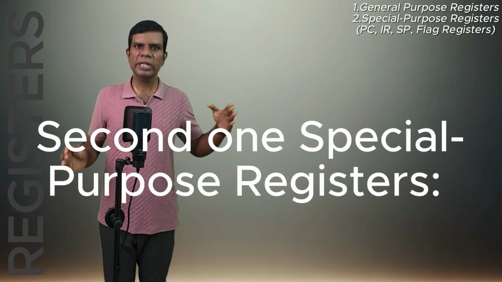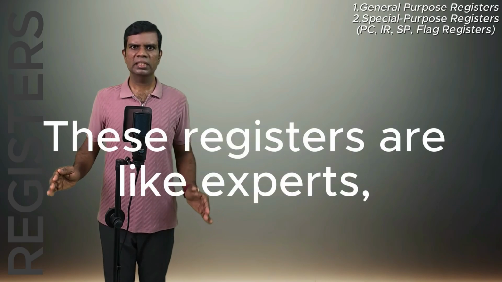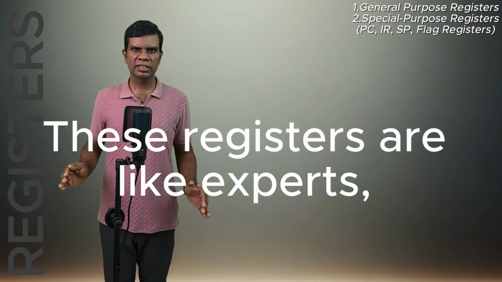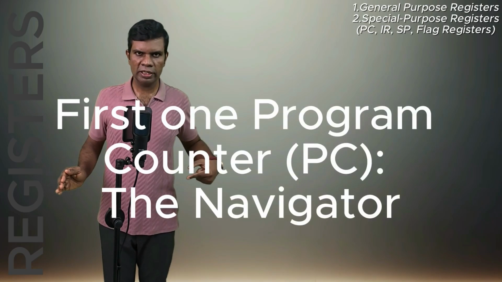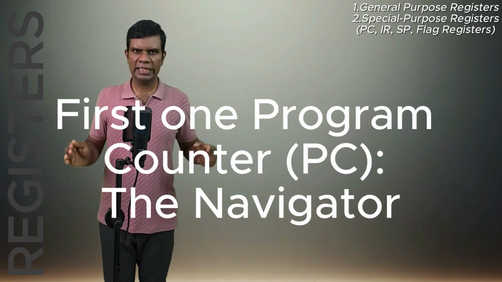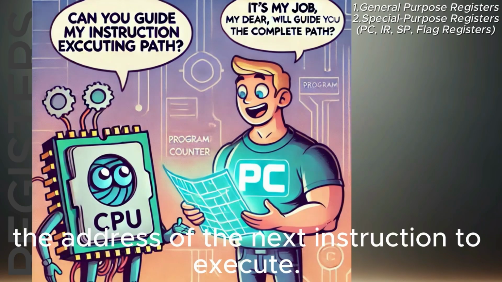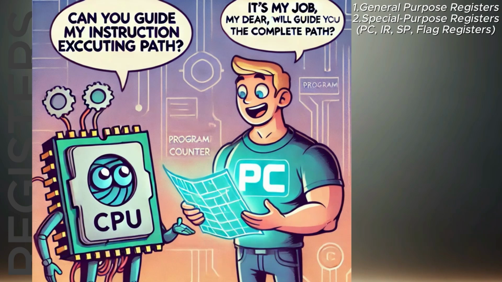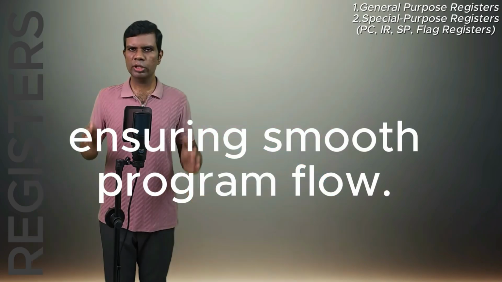Second one, special purpose registers, the specialists. These registers are like experts, each with a specific role to play. First one, program counter, the navigator. This register keeps the CPU on track by holding the address of the next instruction to execute. It's automatically updated after each instruction, ensuring smooth program flow.